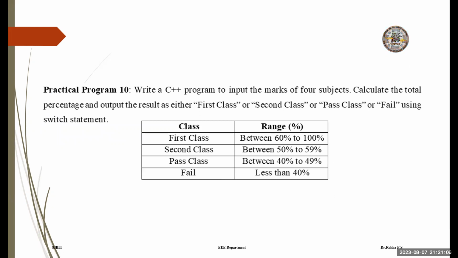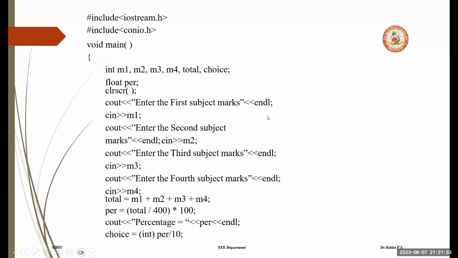So now I have written one program here for this particular task, that is: write a C++ program to input the marks of 4 subjects, calculate the total percentage and output the result as either first class, second class, pass class or fail using a switch statement. The range is given here: first class from here to here, second class, pass class, and fail.